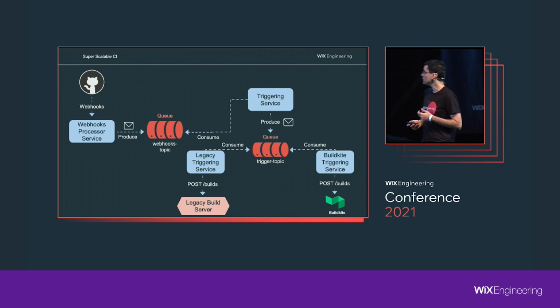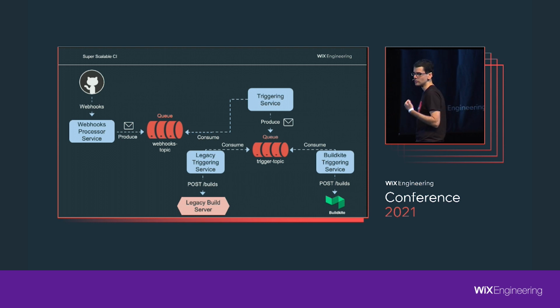So this is our triggering flow. Yeah, this actually works. We're consuming webhooks from GitHub, push and pull request events. We are processing them and producing them to a queue. Then we have a triggering service right there at the top.